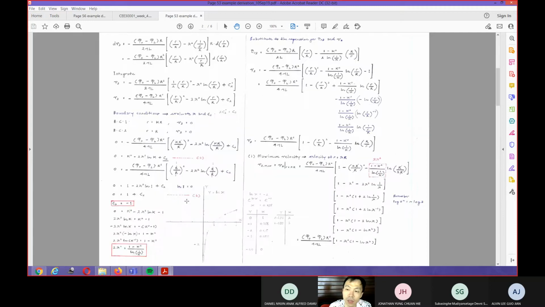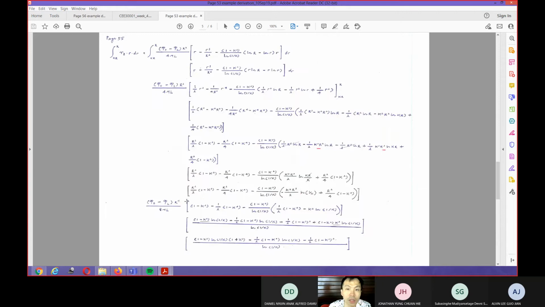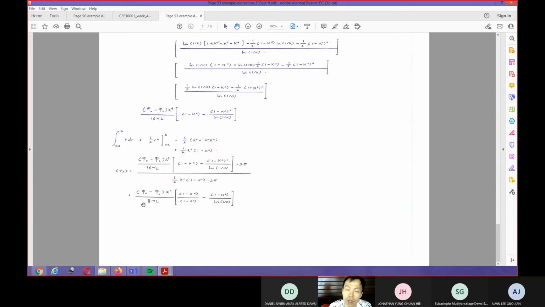Up to this particular point we have explained everything, but you have to go through these derivations again to make sure that everything is clear.